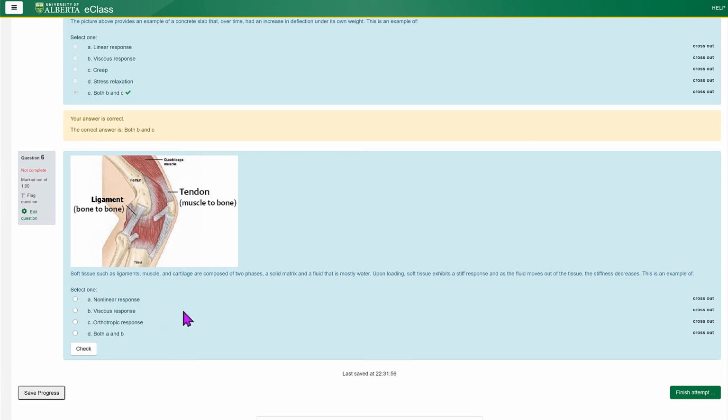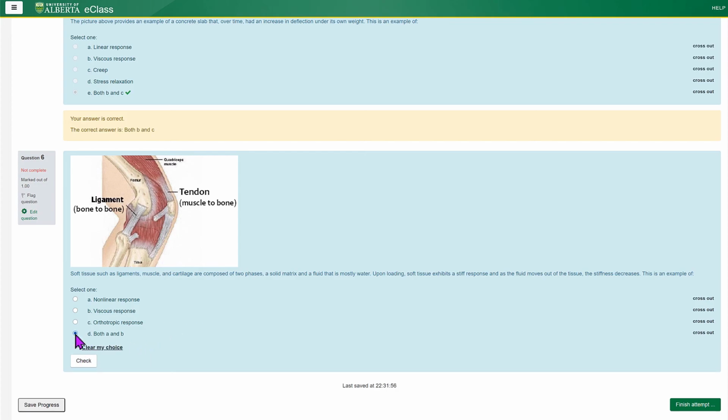And the second thing that we can also tell from this is it says upon loading, it starts to lose fluid. So it doesn't happen instantaneously. The fluid starts going away over time. So this is also a time-dependent response, which is a viscous response. So for this one, we know that the answer is going to be both A and B. So I'm going to come down here, click both A and B.